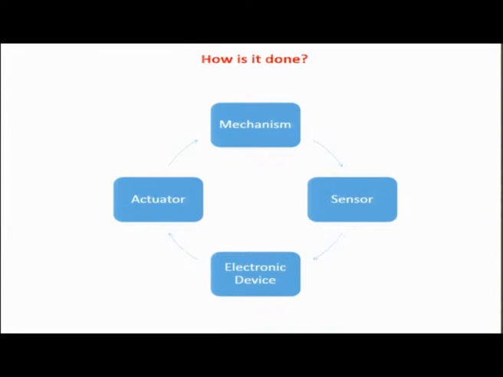So how is it done? How is mechatronics practiced, or how is intelligence put into all the products? You have various components of the system. You have a mechanism in place, which is the mechanical part of the system or the component. You also have an actuator which drives this mechanism. So this is really the power input and this is really the power output of the system.